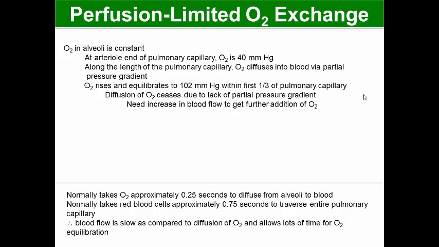So this is again a summary of what we have just mentioned in the previous slides. At the arteriolar end of the pulmonary capillary, the partial pressure of oxygen is 40, and along the length of the pulmonary capillaries, oxygen diffuses into the blood along its pressure gradient. And oxygen rises and equilibrates to 1.2 millimeters of mercury within the first 1/3 of the pulmonary capillary, or within the first 0.25 of the second.